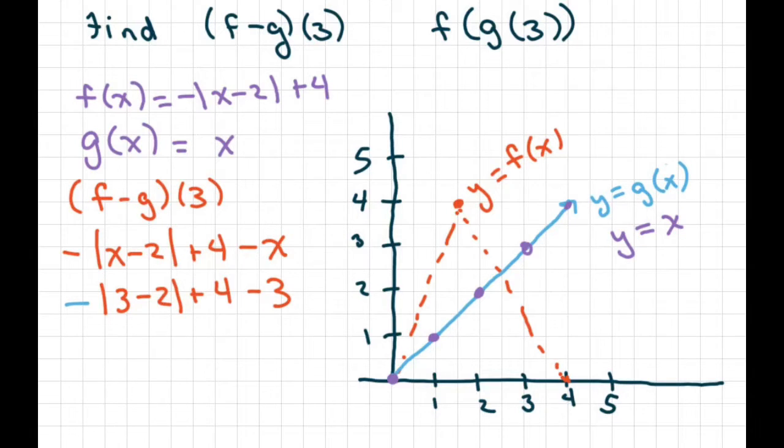Alright, so this is going to be negative, this is a 1, plus 4 minus 3, so that equals 0. So the first answer is just going to be 0.